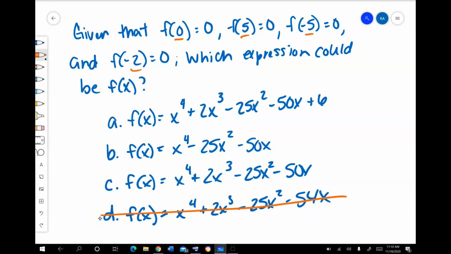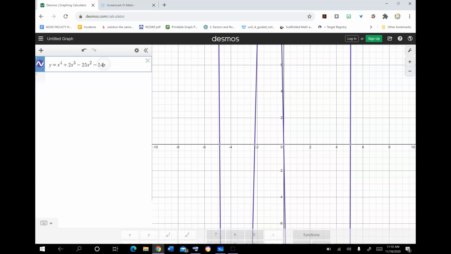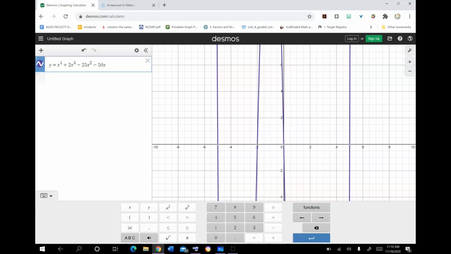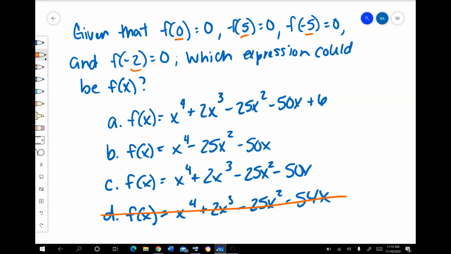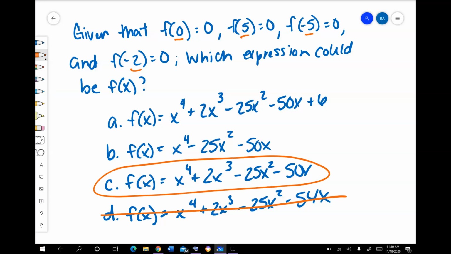All right, let's do C. It looks like the last one changed to negative 50x. So we change the 54x to 50x. We got a negative 5. We want that. We got a negative 2. We want that. We got a 0. That's 1. And we got a 5. So guess what my answer is? C. Okay? So 0 means you cross the x-axis at that point.